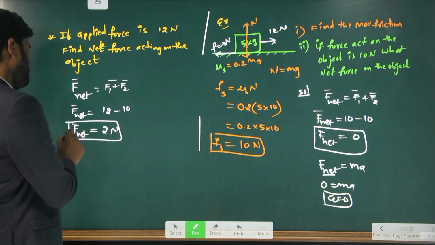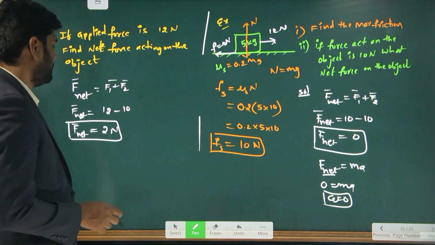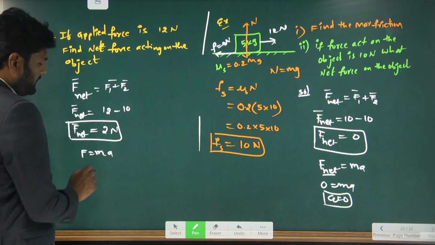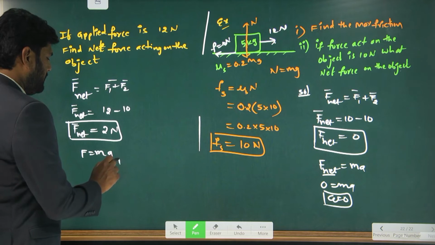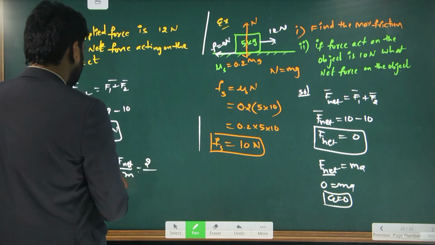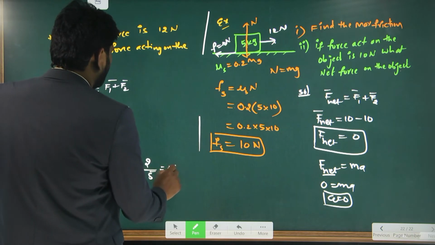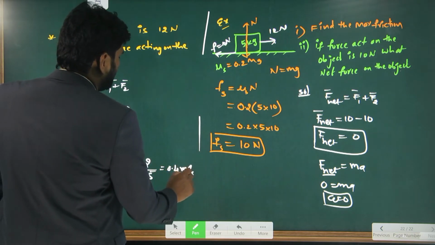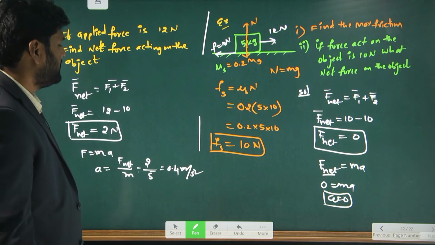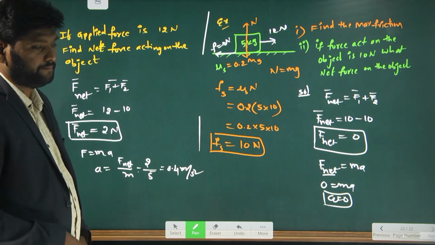When this is 2 Newton, what is the acceleration of the body? By using net force is equal to ma, a is equal to net force upon mass. Net force is 2, mass is 5. So how much is it? 0.4 meter per second square is your acceleration. Understand? Note down.